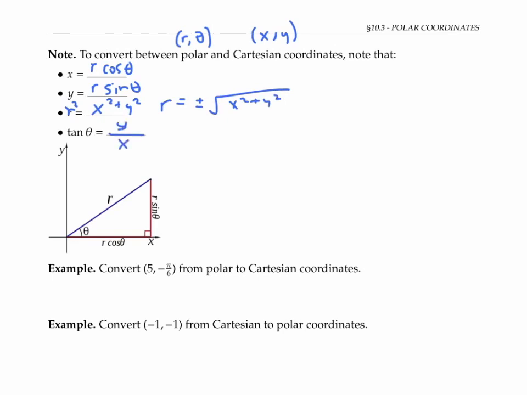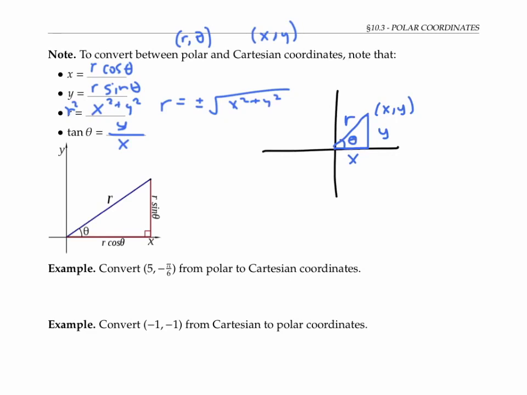Let's see where these equations come from. If we draw a point with coordinates x, y, and draw lines to make a right triangle, the height of that triangle is y, the length of the base is x, and the hypotenuse has length r. Theta is the measure of this interior angle.